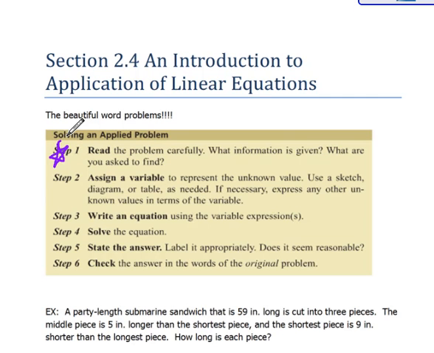Step 2 then says to assign a variable to represent the unknown value. Use a sketch, diagram, or table as needed. If necessary, express any other unknown values in terms of the variable. This again is another crucial step. If you write out exactly what you're calling x or y or whatever variable you want to use, then you can easily go back and see what that was when you're done.